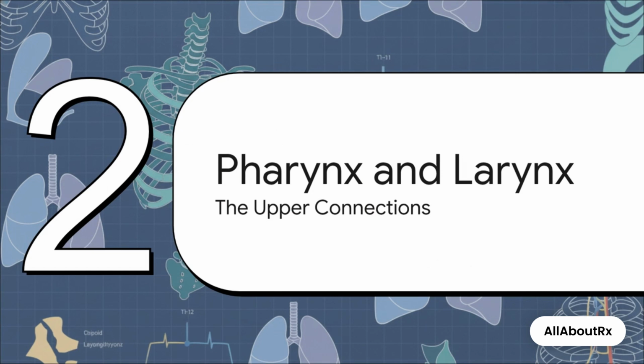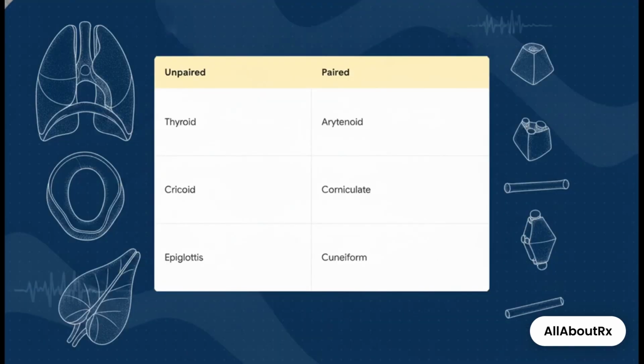Finally, Part 6, the pharynx and larynx, our upper connections. The larynx acts as both an air passage and your voice box, and it relies on a highly specific set of cartilages to protect the airway during swallowing and to help you produce sound. It's elegantly divided into 3 unpaired structures: the large thyroid, the ring-like cricoid, and the leaf-shaped epiglottis. These work right alongside 3 smaller paired structures, the arytenoid, corniculate, and cuneiform cartilages.